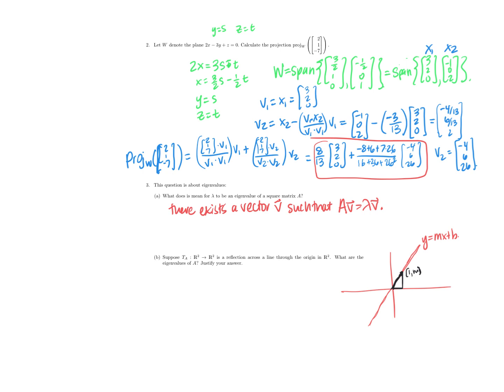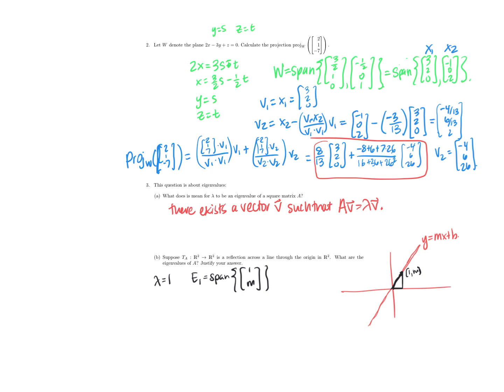And so in that direction, all the points are going to be unchanged. So for the eigenvalue lambda equals 1, the eigenspace is going to be, maybe I can just write it this way, the span of the vector 1 comma m, because in the direction of that line, all points are fixed.